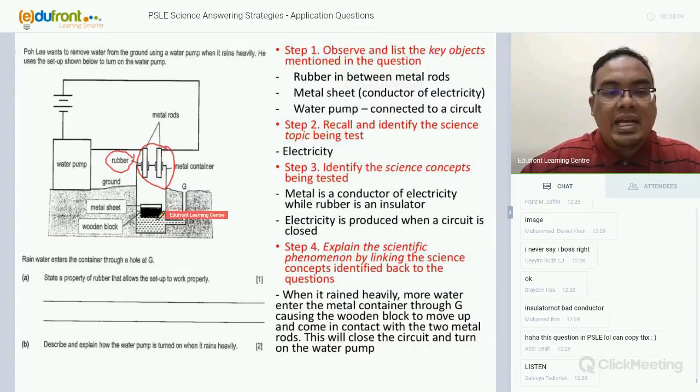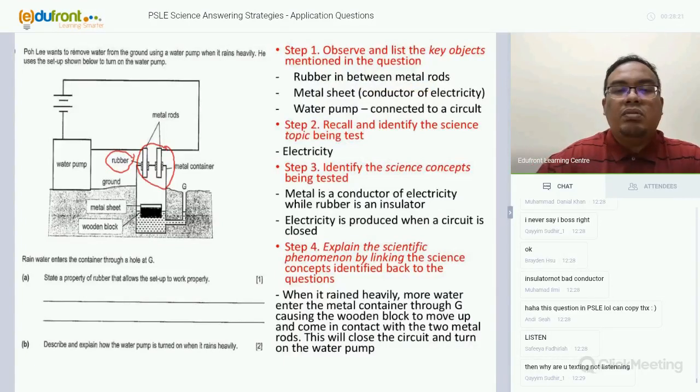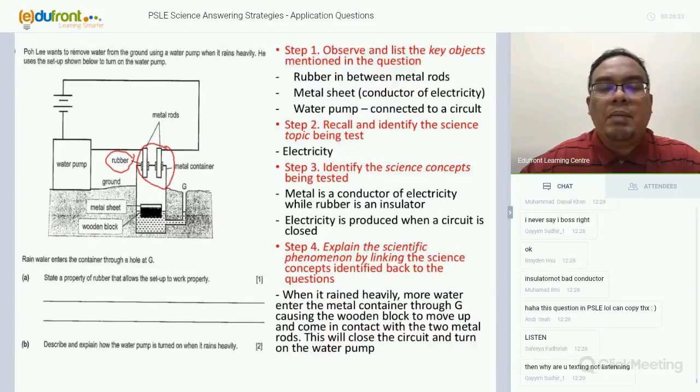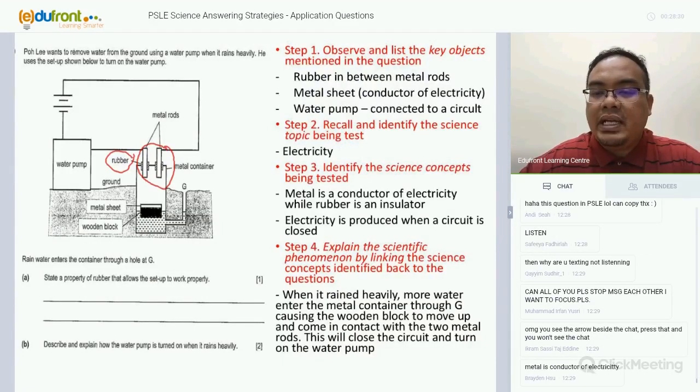And you can see that this is a wooden block. On top of the wooden block, you see a metal sheet. The wooden block is a non-conductor of electricity, it is an insulator, and the metal sheet is a conductor of electricity. Once we identify the objects, step number 2, identify the science topic being tested. Here it is very clear that this is on the topic of electricity.